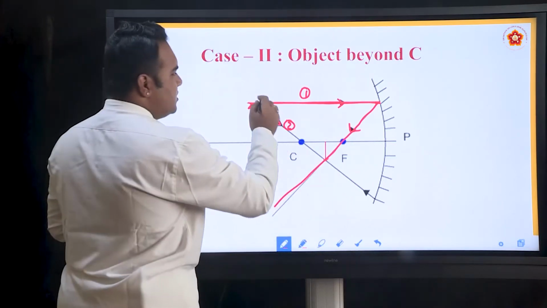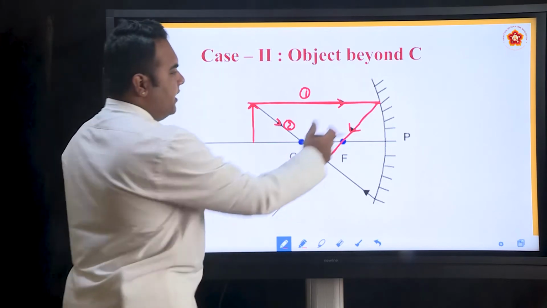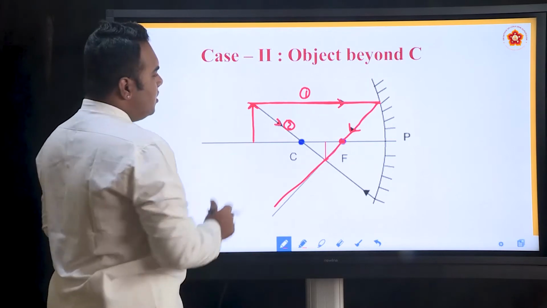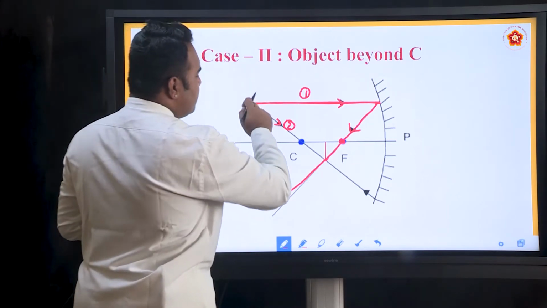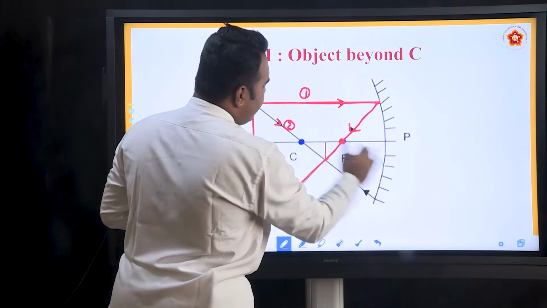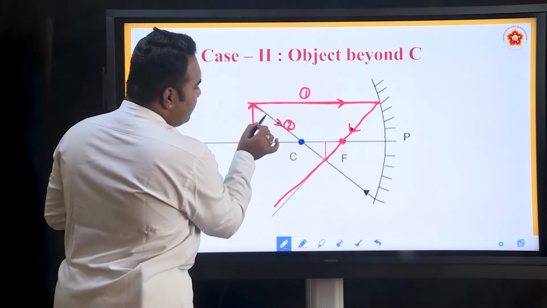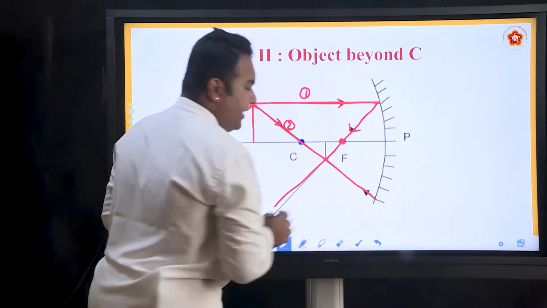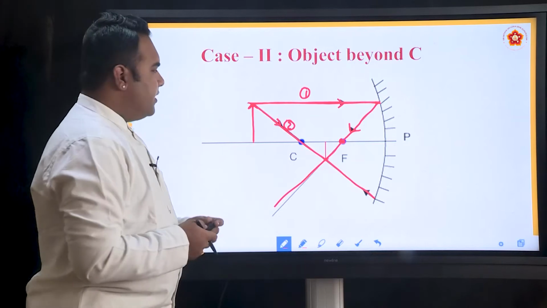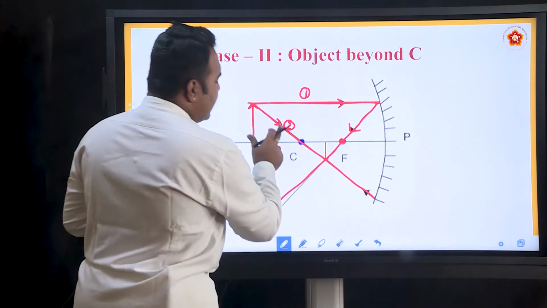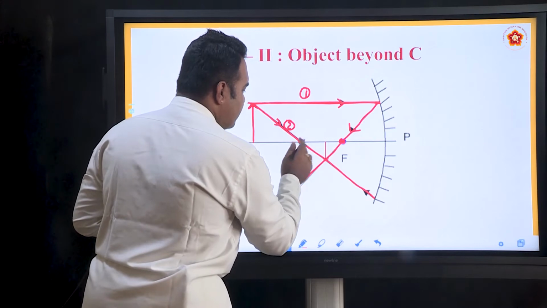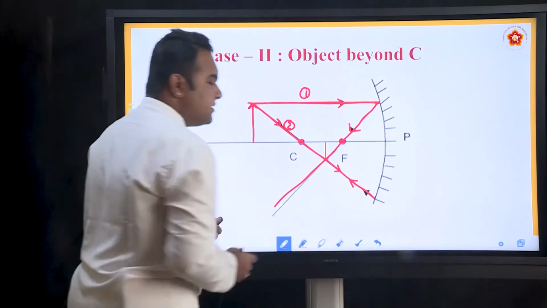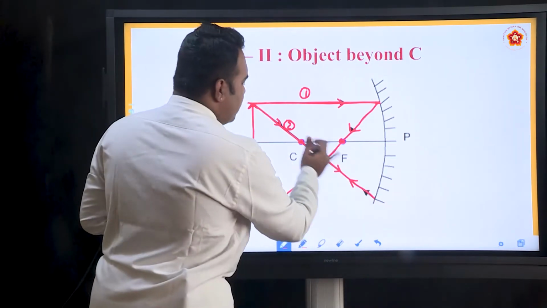So, the first ray of light, when it touches the mirror surface, reflects and passes through the focus. So, I got one ray of light for the image formed. Now, what do we do? Another ray of light, out of those many rays of light that are falling, this particular ray of light which passes through the center of curvature. Rule 3 for the image formation in a concave mirror, if you remember: any ray of light passing through the center of curvature, after the reflection from the mirror surface, retraces the same path. It goes back along the same path.